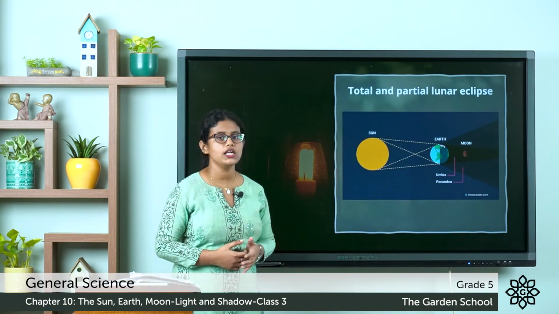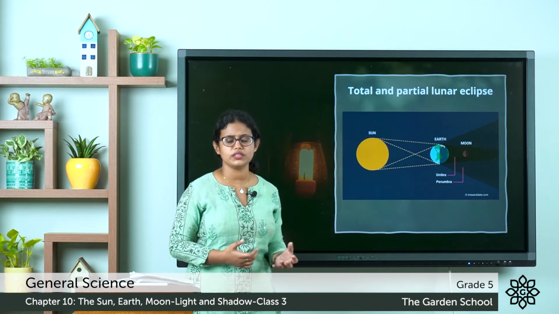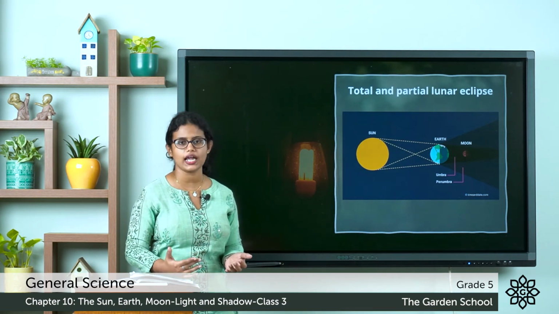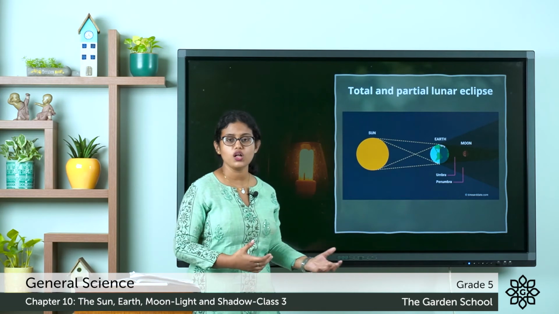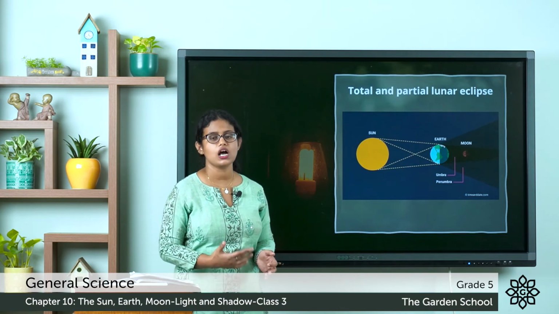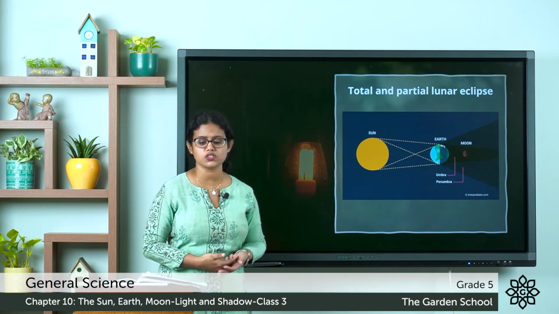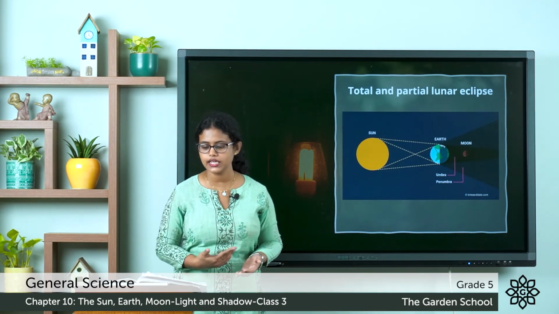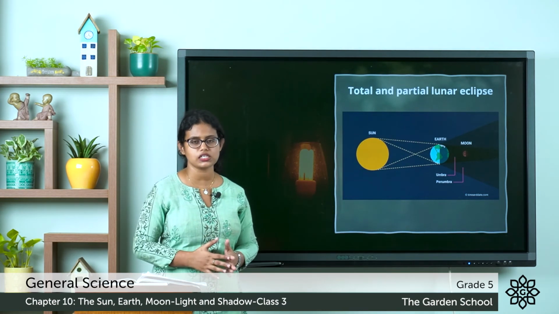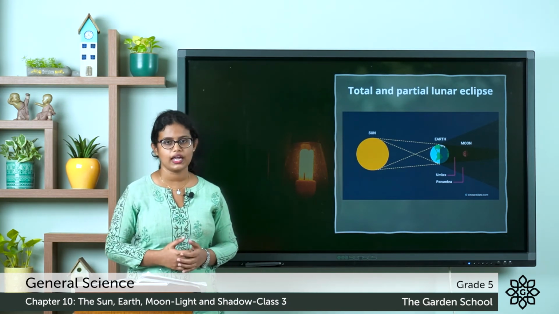Next, let's see total and partial lunar eclipse. When the moon falls on the darker part of the earth's shadow, that part will have total lunar eclipse. And when it falls on the lighter part of the earth's shadow, that part will experience a partial lunar eclipse. The lunar eclipse lasts for a few hours. And unlike the solar eclipse, lunar eclipse can be viewed with the naked eye. So that is about the two types of eclipse, solar eclipse and lunar eclipse.